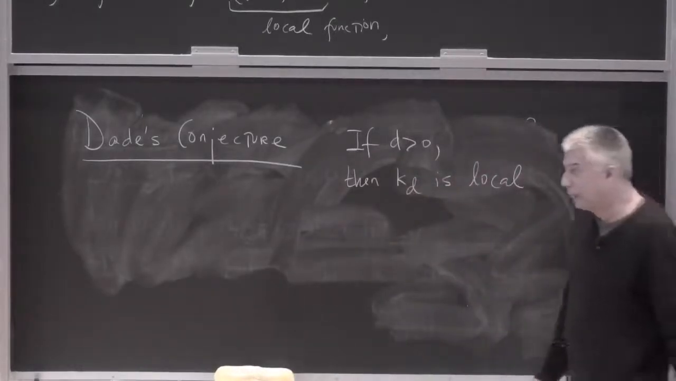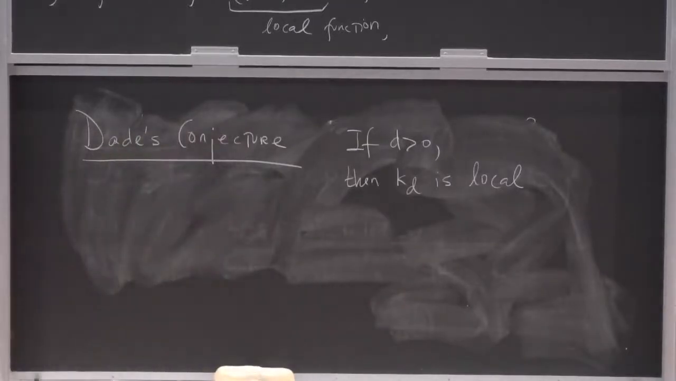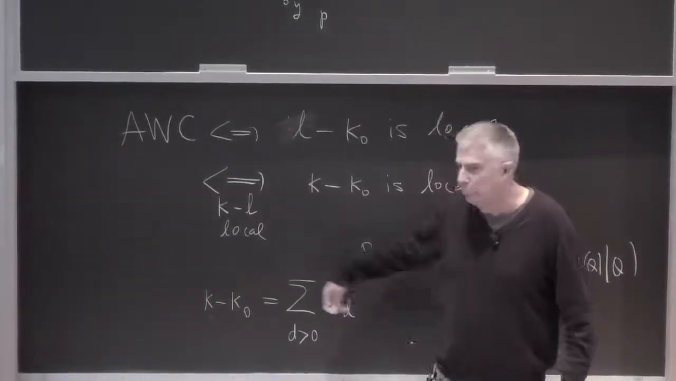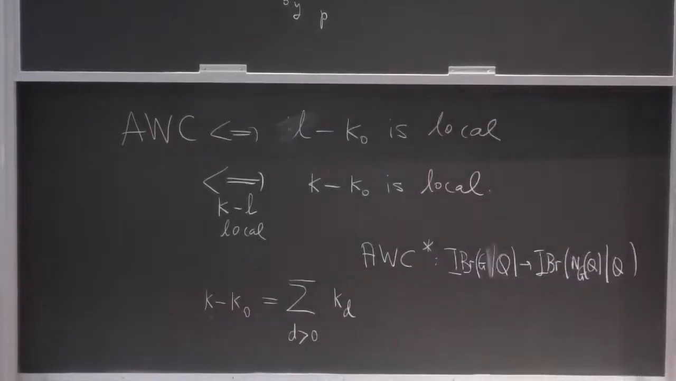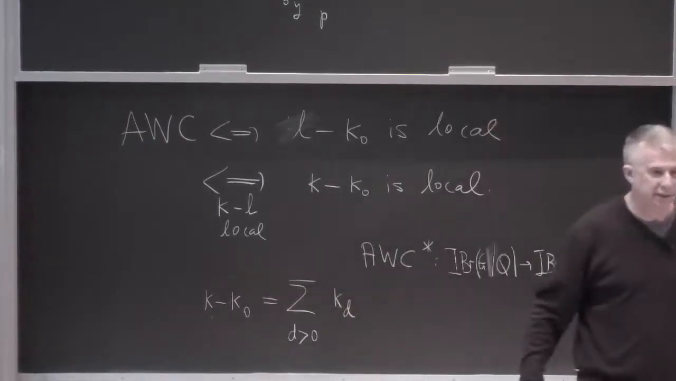Of course, I don't have to prove this. He announced in his Inventiones paper that his conjecture implied the Alperin-McKay conjecture, which is clear, right? Because if every kd is local, the sum of locals is local, so k minus k naught is local.